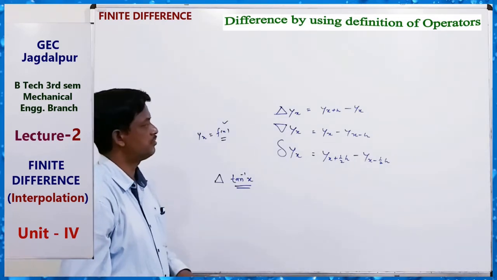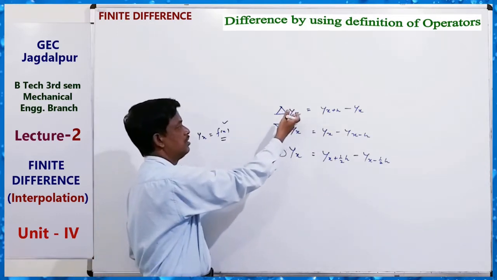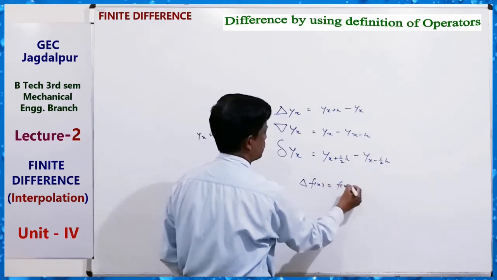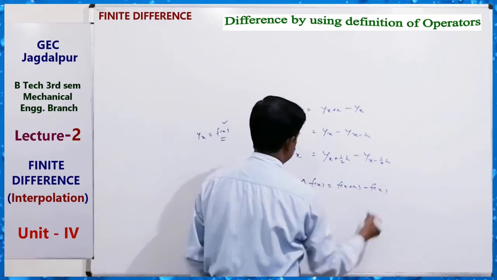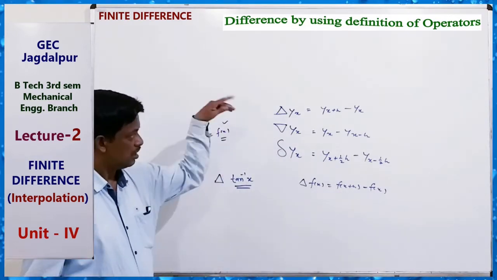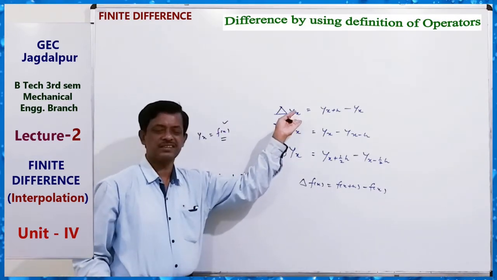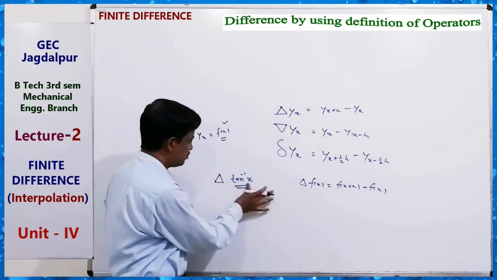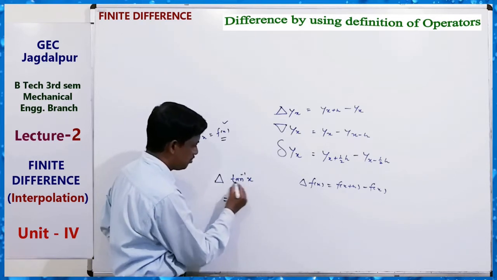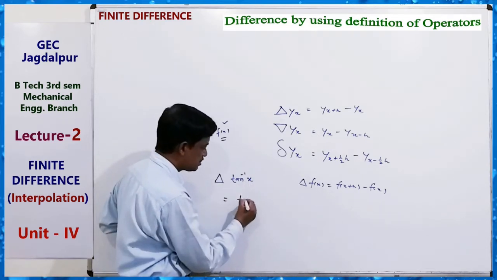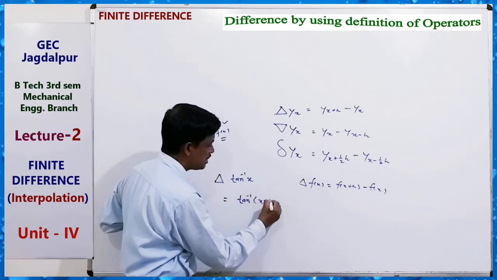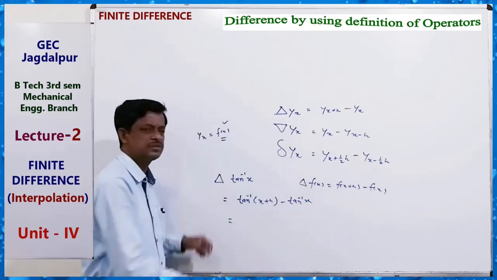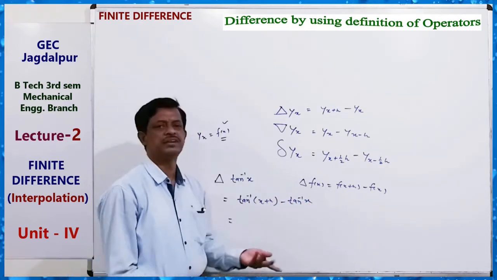How can we find this difference? Using the definition, in place of y(x), Δf(x) means f(x+h) minus f(x). Just use it. The interval of differencing is h, because the values of x are at equal intervals. So this equals tan inverse (x+h) minus tan inverse x. Now it can be solved and expanded, and that will be the difference.